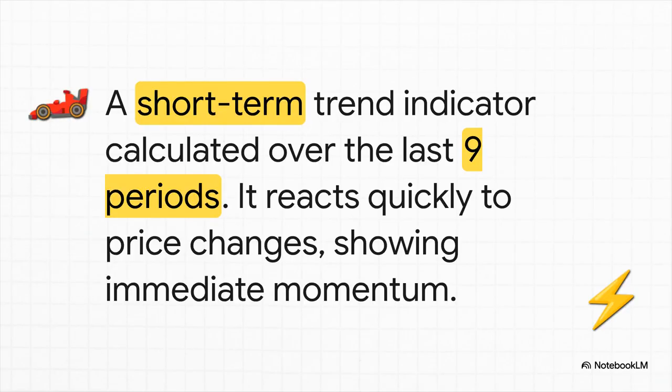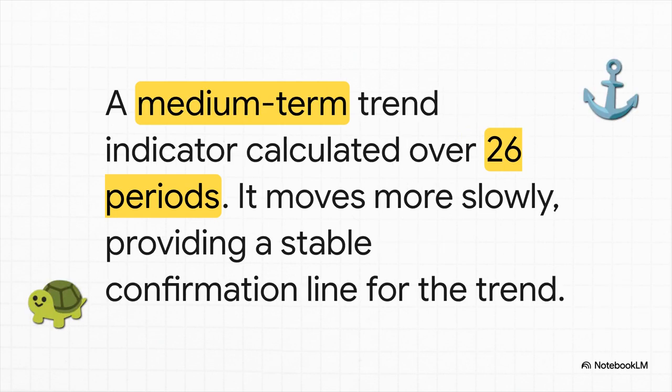All right, first up, we've got the Tenkan-sen, or the conversion line. The easiest way to think about this, it's the fast car on the highway. It's calculated over just the last 9 periods, so it reacts really quickly to price changes, showing you that immediate short-term momentum. And if the Tenkan-sen is the fast car, then the Kijun-sen, or the baseline, is our slow, steady car in the other lane. It uses the same calculation, but over a longer, 26-period time frame. That means it moves a lot slower, giving you a much more stable, reliable look at the medium-term trend.